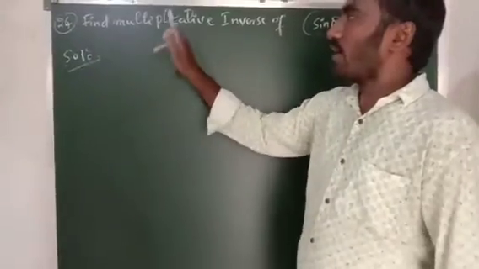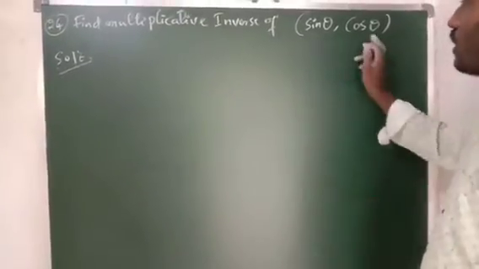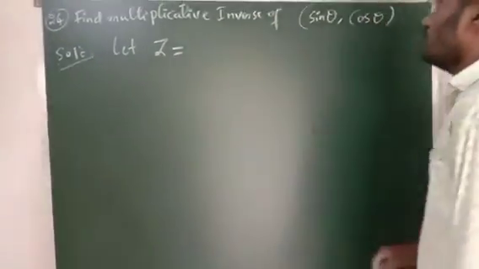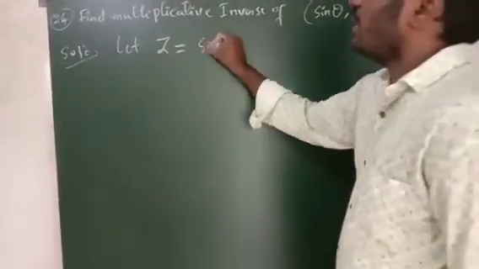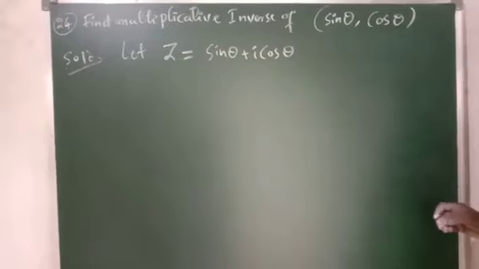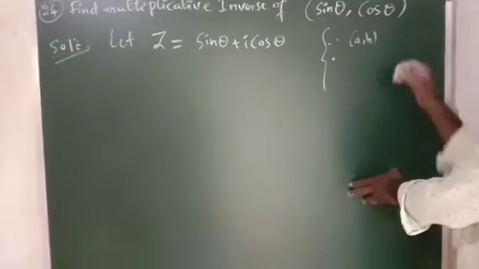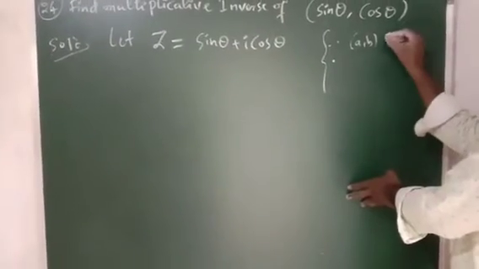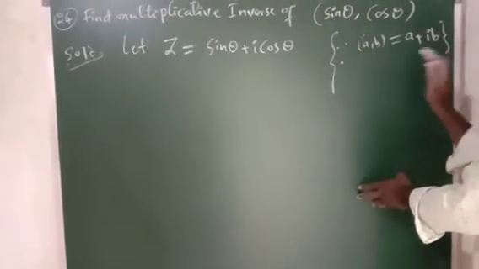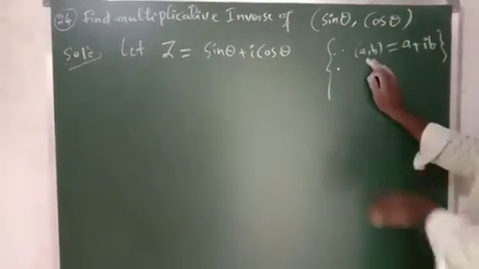Okay, 24th problem. Find the multiplicative inverse of (sin theta, cos theta). First consider the given complex number is z equals sin theta plus i cos theta. Why? Because if (a, b) is the given point, we can convert this point into a complex number as a plus ib. So (a, b) can be written as a plus ib. In the same way, (sin theta, cos theta) can be written as sin theta plus i cos theta.